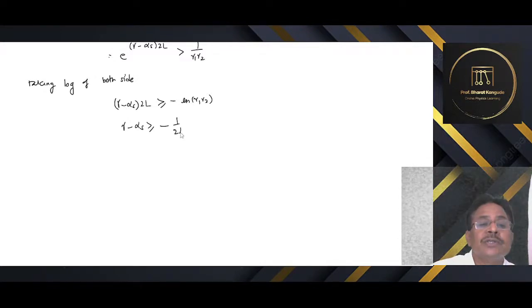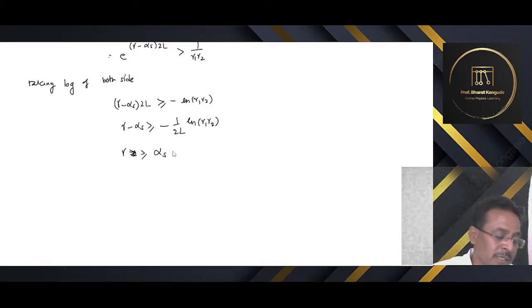take this twice L here. So this is minus 1 upon twice L into ln of 1 upon R1 into R2; gamma minus alpha s is greater than or equal to minus 1 upon twice L into ln of R1 into R2.